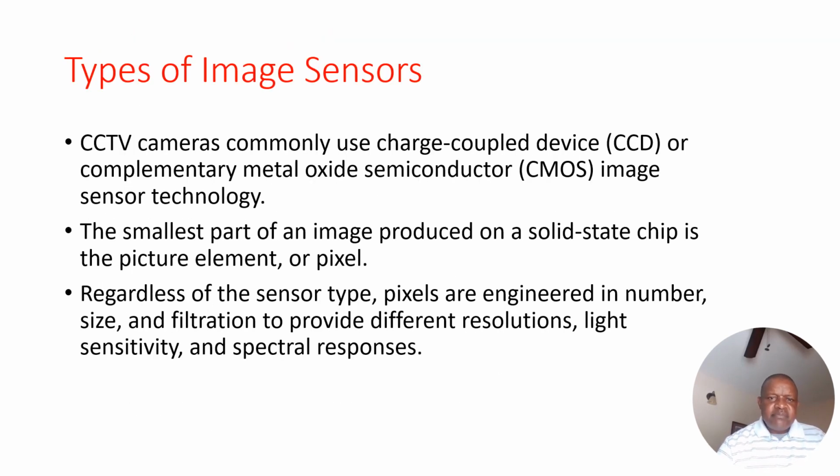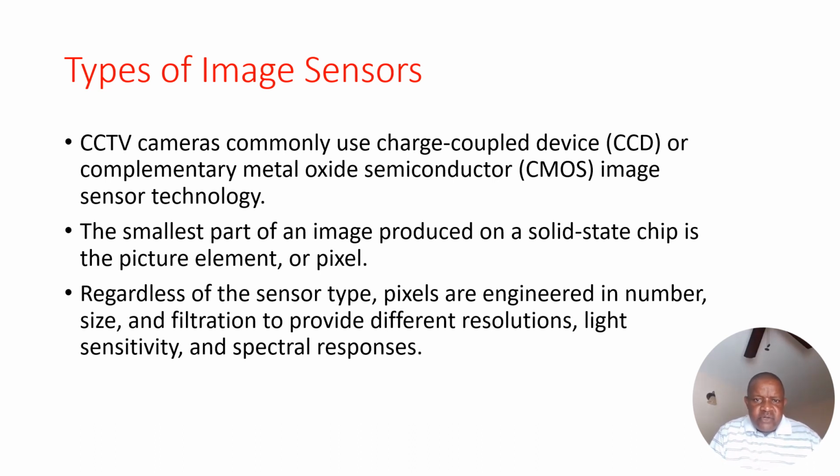Then we have types of image sensors. Sensors are part of the camera. Remember, we said the camera has how many elements? Three. Image sensor, lens, and image processing circuitry. So, the types of image sensors.